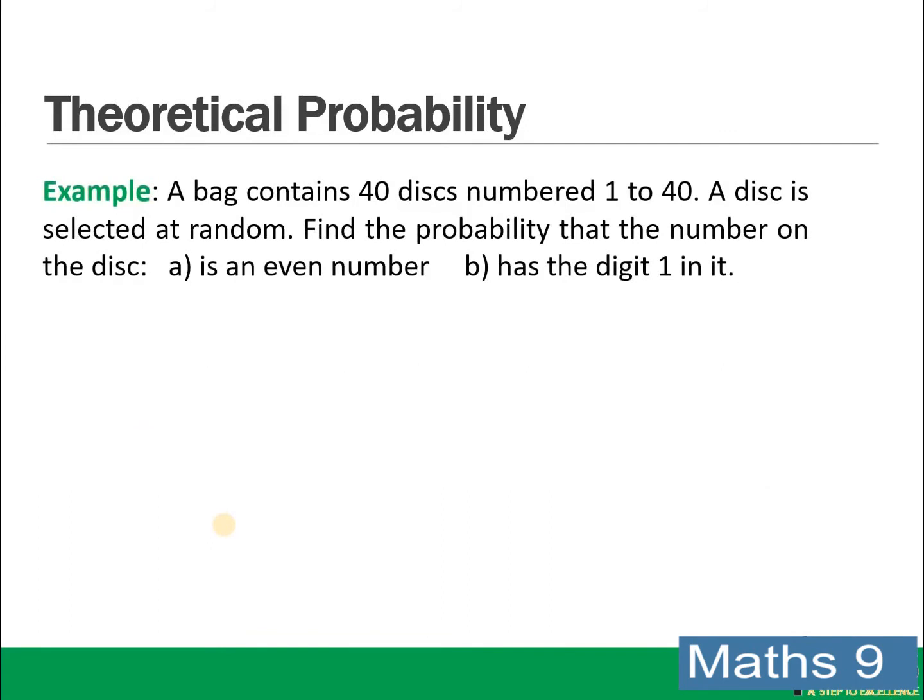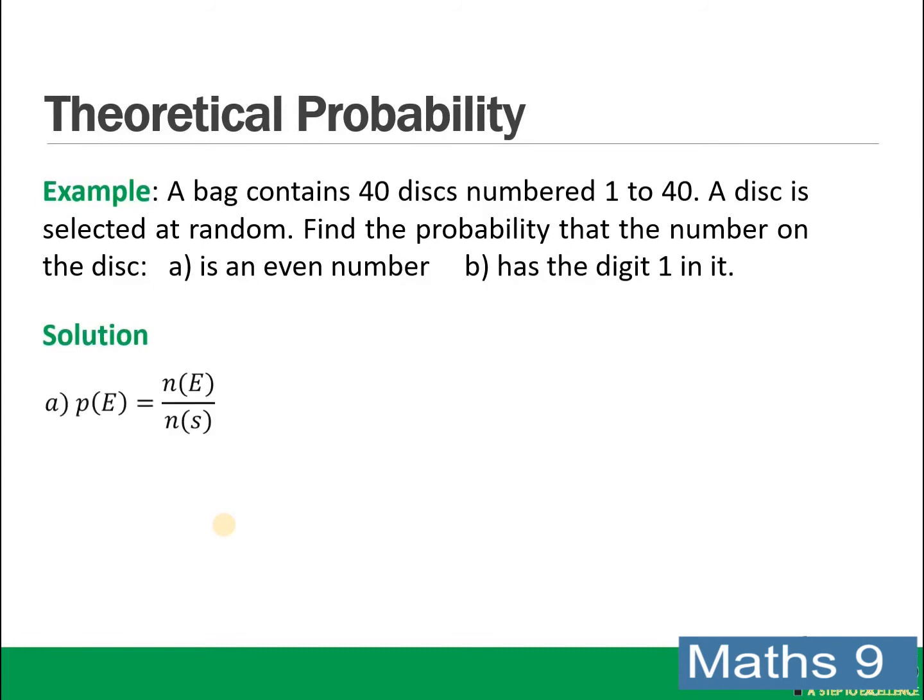Here's another example. A bag contains 40 discs numbered 1 to 40. A disc is selected at random. Find the probability that the number on the disc A is an even number and B has the digit 1 in it. Here's the solution.